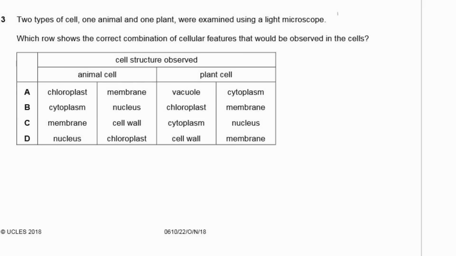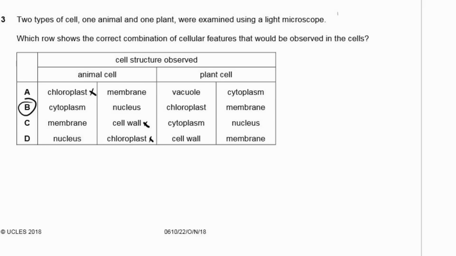Question 3. Two types of cell, one animal and one plant, were examined using a light microscope. Which row shows the correct combination of cellular features that would be observed in the cells? Okay, so what do you see under the microscope? So in an animal cell, can you see chloroplasts? No. If we look at the other answers here, membranes, cytoplasm, nucleus, membranes, cell walls, you also can't see cell walls or chloroplasts here. So it looks like the answer has to be B, because you can't see chloroplasts, cell walls, or chloroplasts in animal cells.